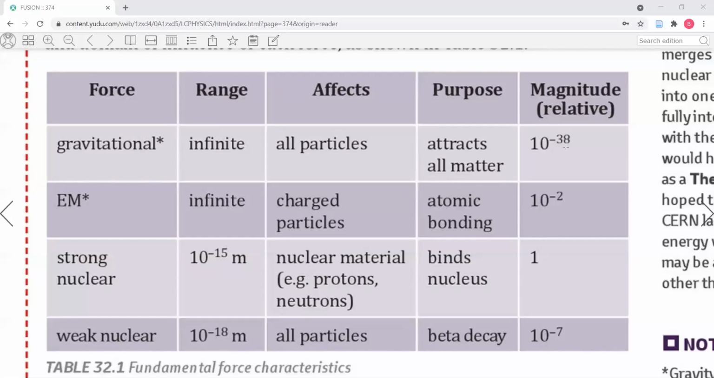So another idea that's summarized in this table, as well as the relative strengths here, is the range across which they act. We've already mentioned the inverse square law: gravity and electromagnetic force both obey the inverse square law, so they have an infinite range. Whereas the strong nuclear force actually has a really, really small range. That's a tiny number, and it's approximately the diameter of a large nucleus.